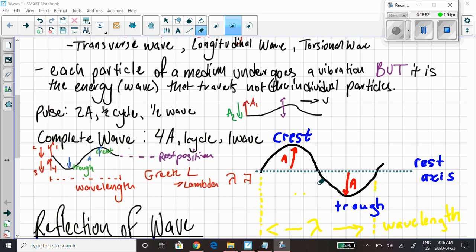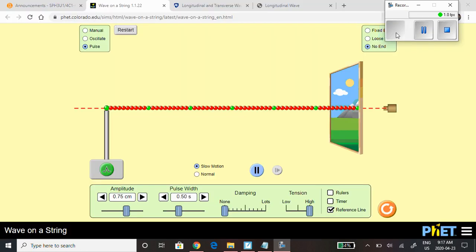Now, sometimes you don't have a complete wave. Sometimes you only have 2 amplitudes, which is half a cycle or half a wave. So it's not called a complete wave. It's called a pulse. So it just goes up and down. Let's have a look at that. So we're back to this simulation. I've set it up for a pulse, 2 amplitudes, up, down. Ready? Here we go. Up, down.